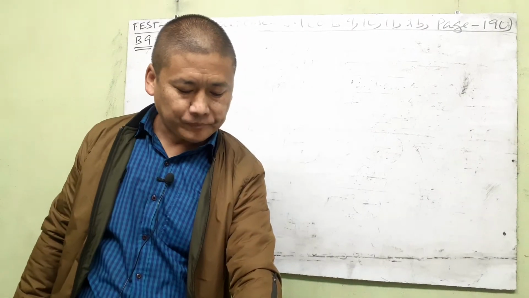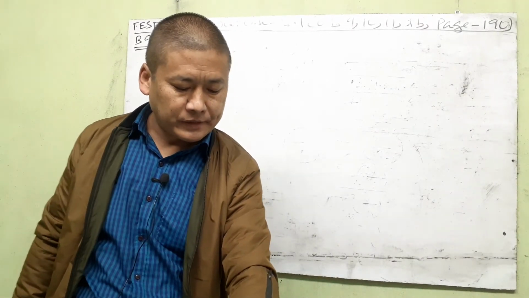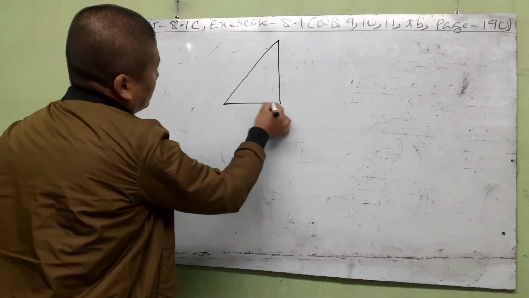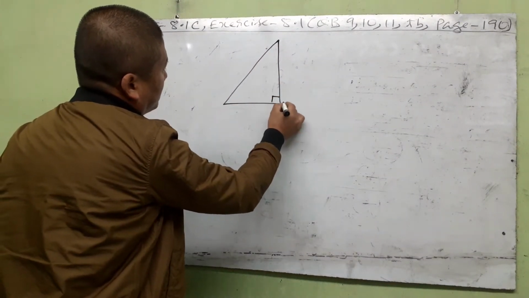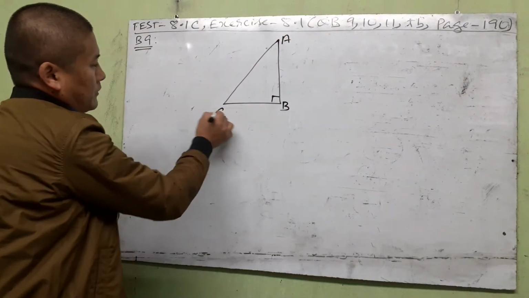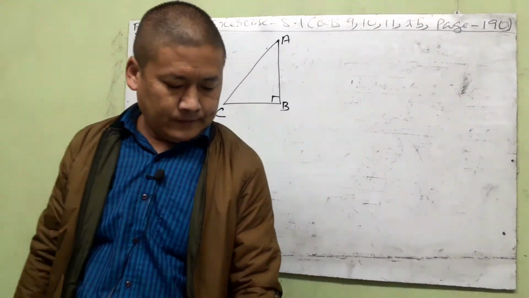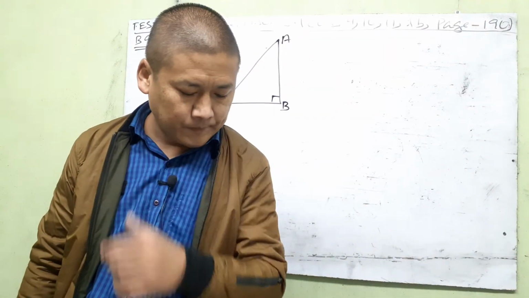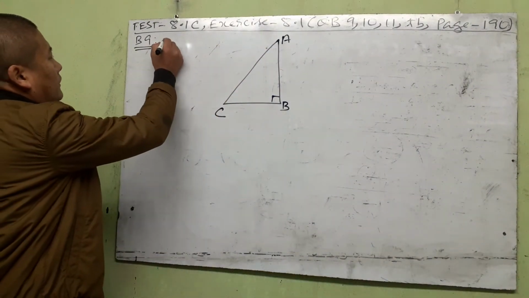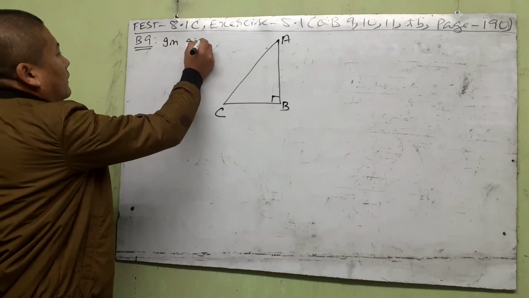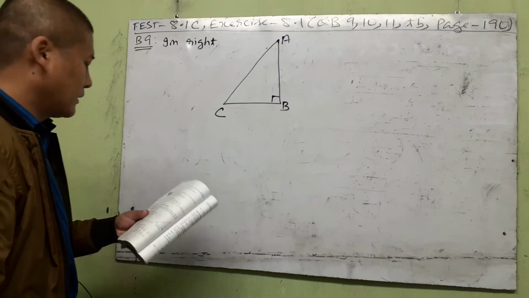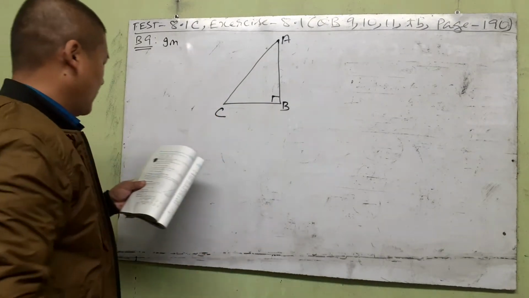Okay, in triangle ABC, right angle at B. Let's draw that triangle. ABC, right angle at B means it should be here, and A and C can be anywhere you like. Then let us write here. You can put A here and C there, so that's up to you. In triangle, they are writing like that, so follow the same style.